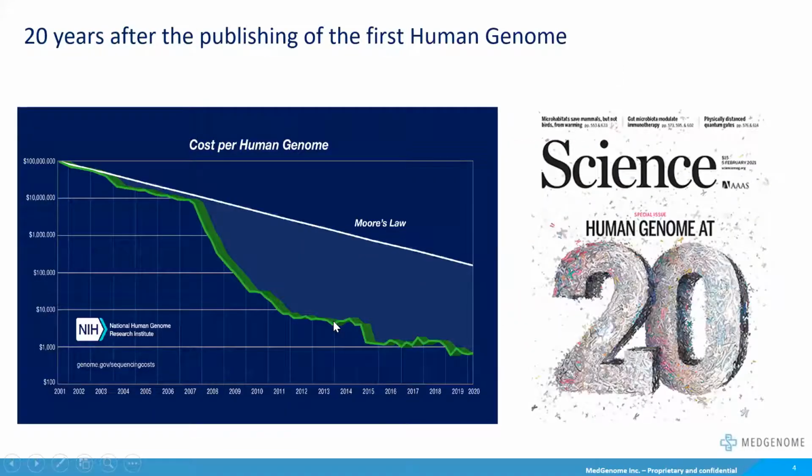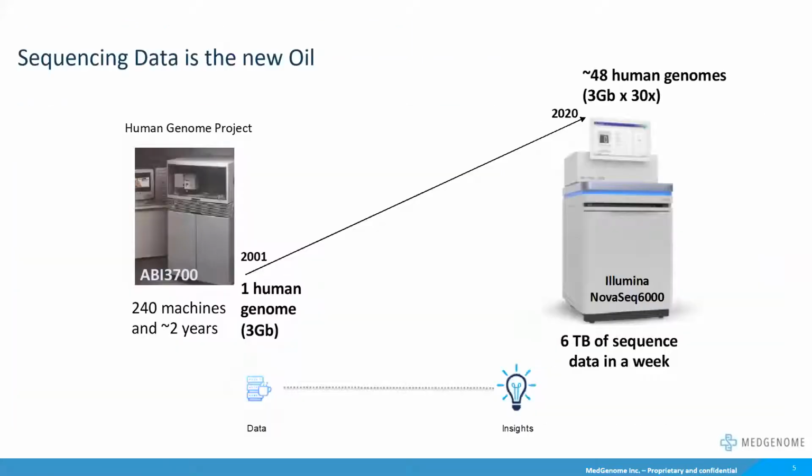Let me first begin by saying what an interesting time we live in. This is 20 years after the publishing of the human genome, and this is a very special time. As many of you have surely seen with the graph on the left, the cost per human genome has continued to fall dramatically. From what was an unsustainable rate at the turn of the century, we can now sequence a human genome for less than $1,000. And this is far better than even Moore's law, which is used in computing. It's an extraordinary time indeed.